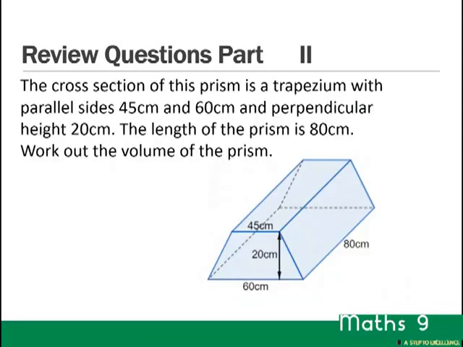Part 2. The cross-section of this prism is a trapezium with parallel sides 45 centimetres and 60 centimetres, and perpendicular height 20 centimetres. The length of the prism is 80 centimetres. Work out the volume of the prism. Pause the video whilst you work it out.